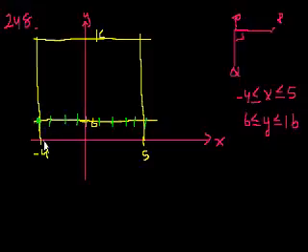So x could be -4, -3, -2, -1, 0, 1, 2, 3, 4, and 5, right? So this x value could take on any of these 10 spots, right? So P can take on 10 different values. Its x value could take on 10 different values, right? So P's x can take on 10 different values.